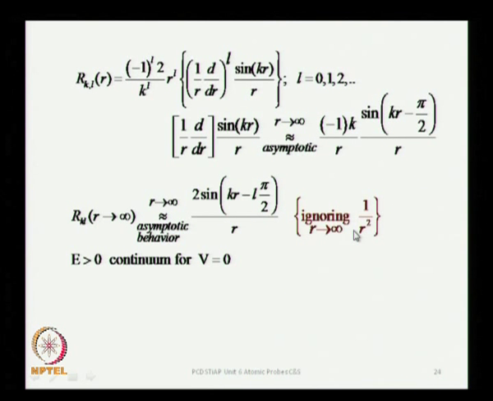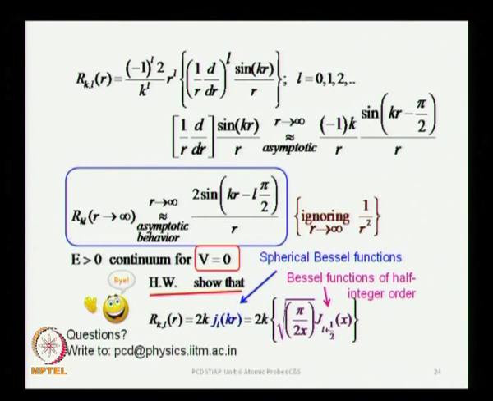You have ignored the 1 over r square term every time, compared to 1 over r, and this is your solution for E greater than 0. These are the positive energy states, the scattering states for a free particle, and this is where I will conclude today's class, that this is your most general solution.